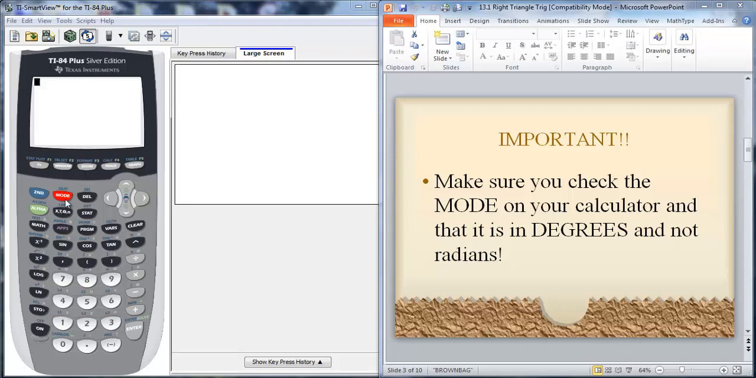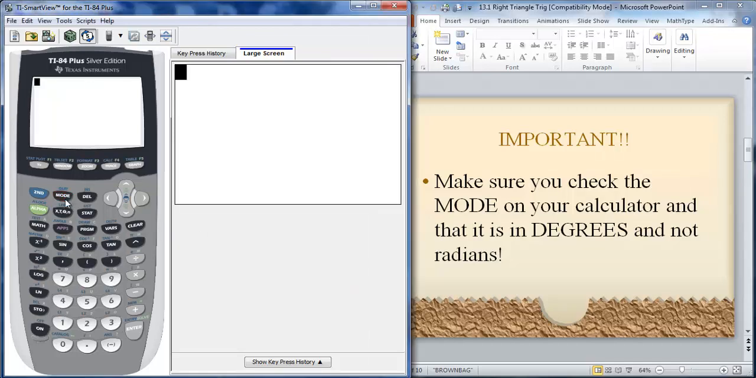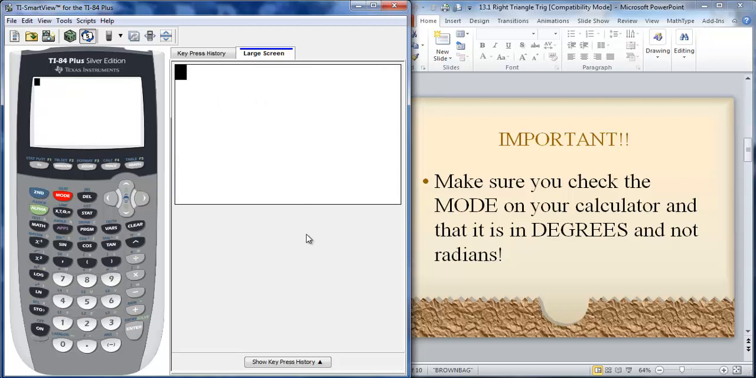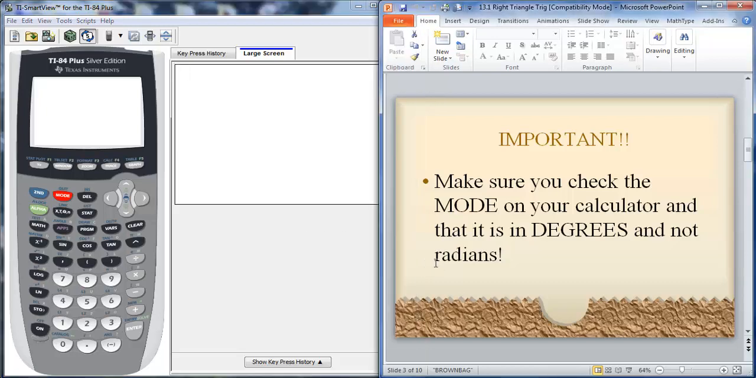And look at this. It says mode. Pretty easy to spot. So I click that. Depending on the software you have, it might look a little different, but notice here, if I look three down, I'm going to see radian. You might see an RAD or a DEG, depending on the calculator you have. What we want to do is arrow down, go to degree, and then select enter. Now that it's highlighted, I'm in degree mode. So I can go ahead and hit second quit. I'm in degrees. I am good to go.